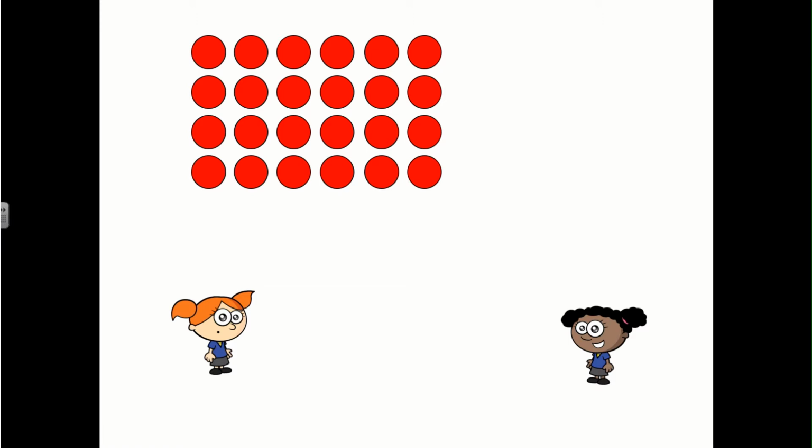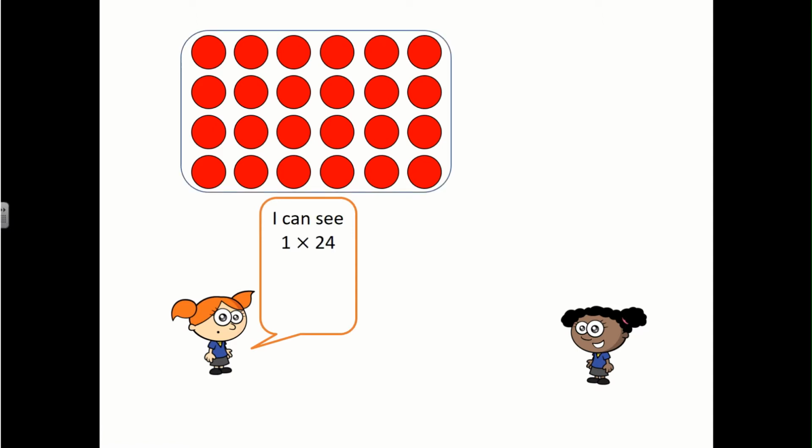Another method we use is to look at arrays. This is where we use counters laid out in rows and columns to see what multiplication we can represent. So here there are 24 counters. I can see one large group of 24 counters. 1 multiplied by 24 is 24. But I could also see 2 groups of 12. 2 multiplied by 12 is also 24.